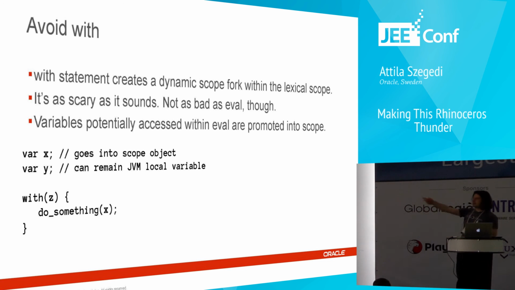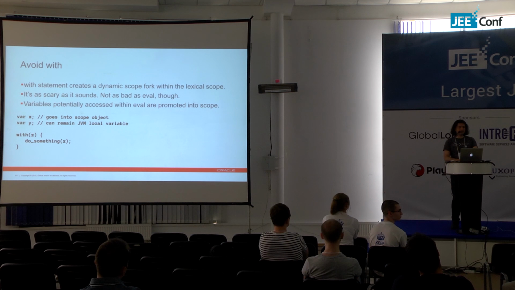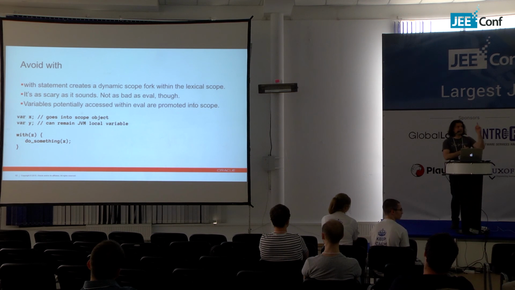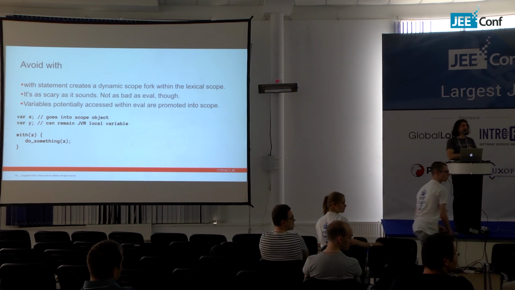So if you have a variable x and then you access the identifier x from a with block, then we actually cannot store this variable x in a local variable anymore. It has to go into a scope object because it might need to participate in a dynamic scope lookup. Oh yeah, with actually creates dynamic scoping. So this is actually my last piece of advice, and we have a question there.